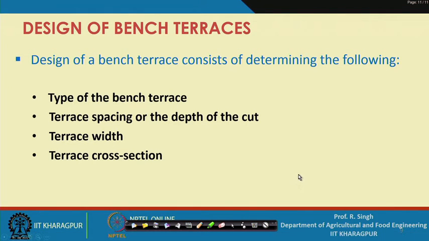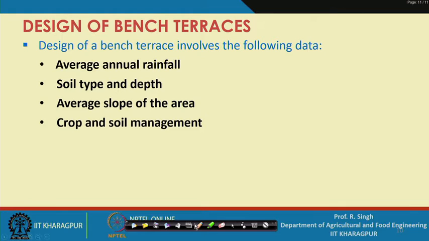And for doing so, we require certain data for sure, and these data are average annual rainfall, soil type and depth, average slope of the area, and crop and soil management practices. So, these are the essential data which we must have if we want to design a bench terrace for a given area.